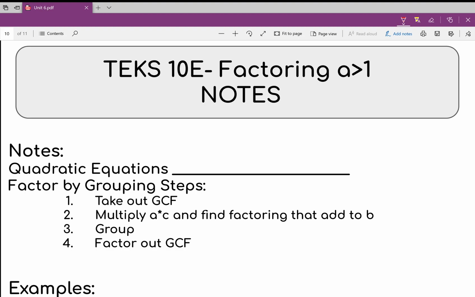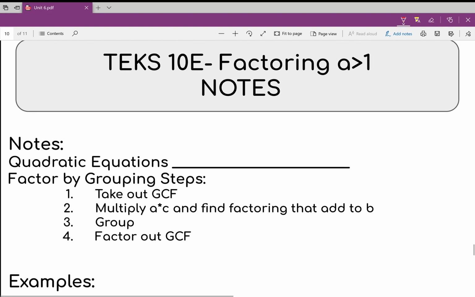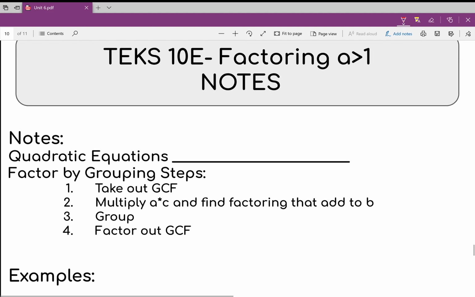TEKS 10E, factoring when A is greater than 1 notes. Okay, so last week we learned how to factor when A is equal to 1. Now we're going to learn how to factor when A is greater than 1. It's some of the same steps, so it should be nothing entirely new, just a little different.